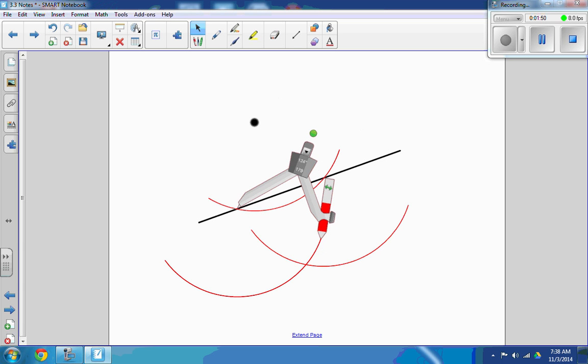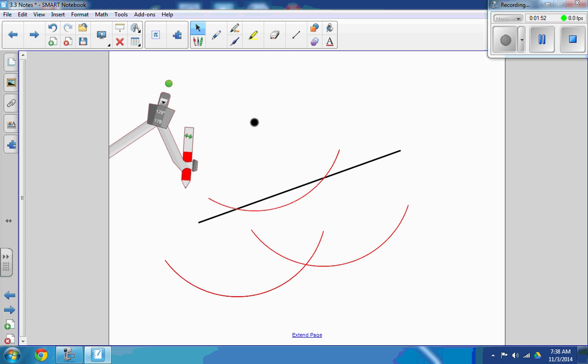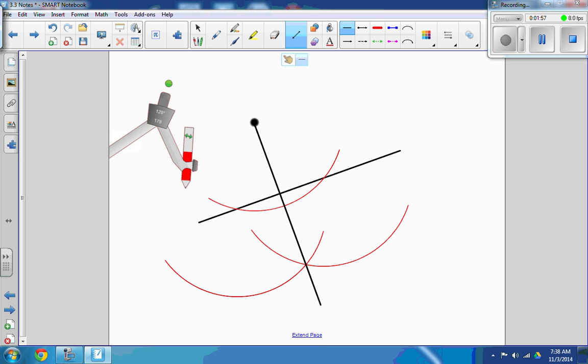draw an arc, and where my two arcs intercept, draw a line from the point to that intersection point, and there we go. Those lines are perpendicular.